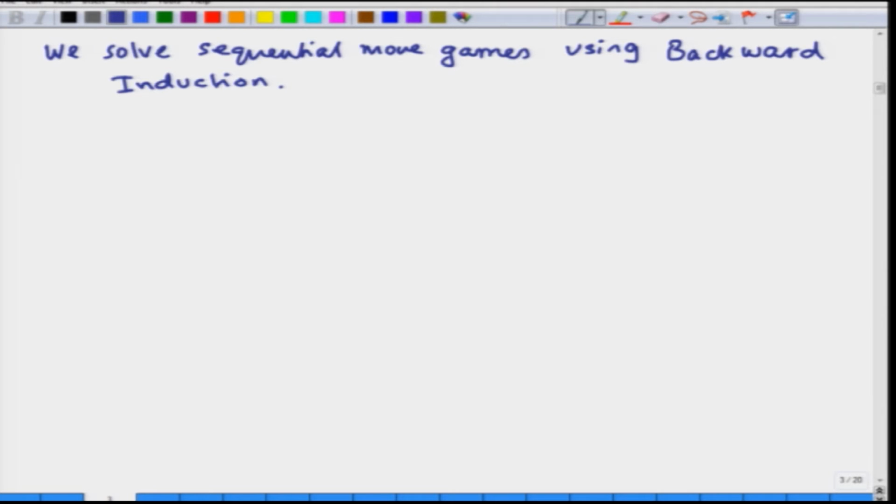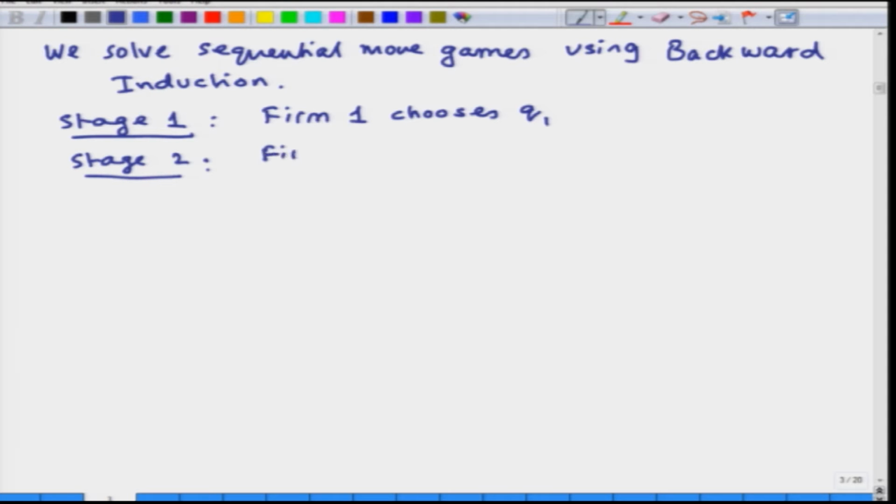Okay. So, let us be very specific with the depiction of the game. Stage 1, firm 1 chooses Q1. In stage 2, firm 2 chooses Q2. So, firm 1 chooses Q1, firm 2 observes it, and in stage 2, firm 2 is going to choose Q2.